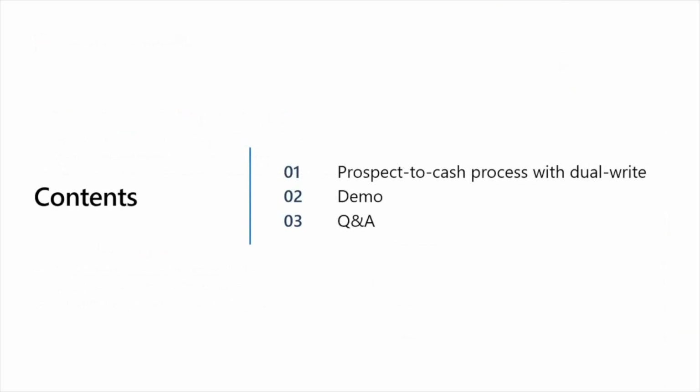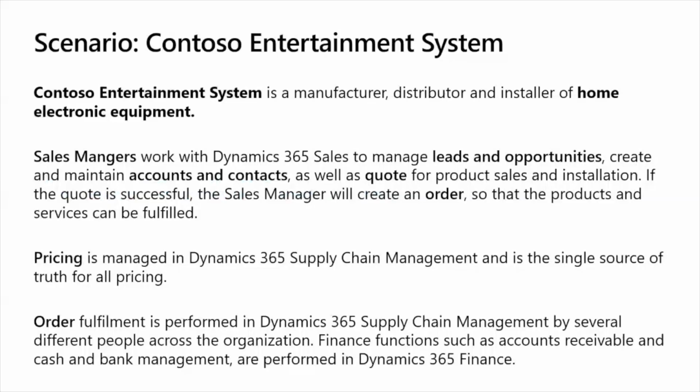From an agenda perspective, we're splitting this into 3 key areas. So prospect to cash process with dual write. This is where we'll focus on the theory aspects, and we'll look at each of the sub-processes within prospect to cash, and in doing that, look at how the data is flowing between the systems. As I mentioned, we'll do a demonstration, and where we have time and we have remaining questions, we will answer them at the end. So getting straight into it.